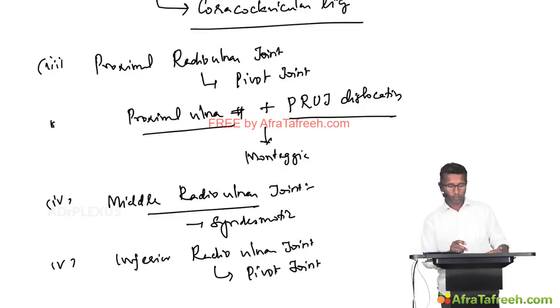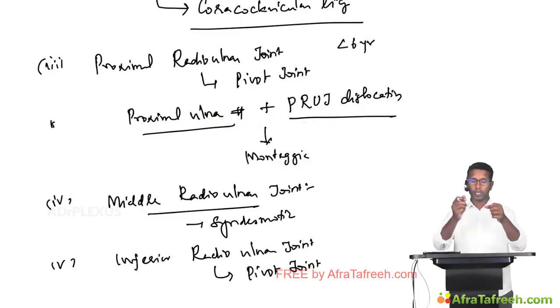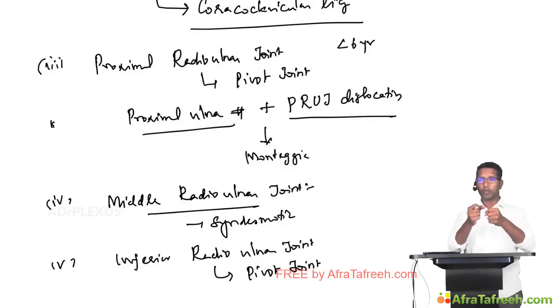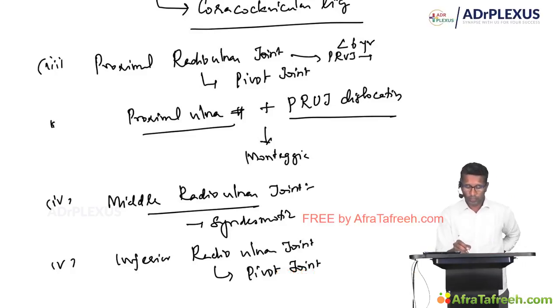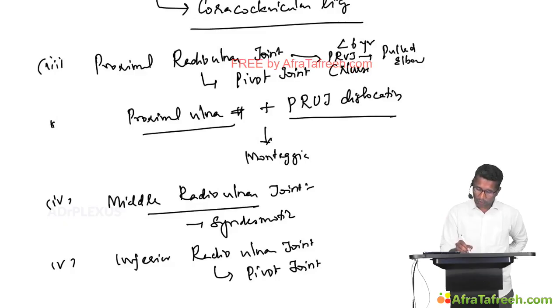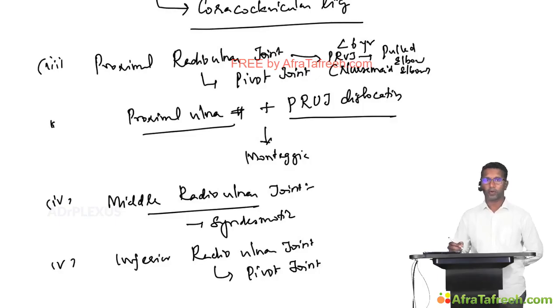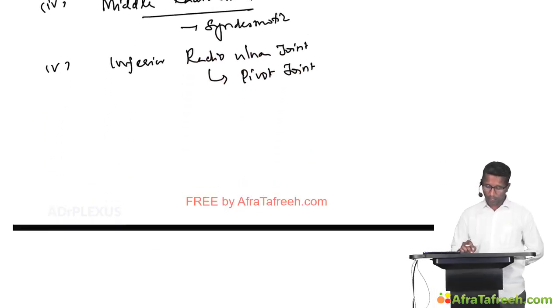Okay, so sometimes what happens is in the younger age, less than 6 years of age, if you pull the child holding the forearm, this proximal radioulnar joint can dislocate. So proximal radioulnar joint dislocation in a younger child is called pulled elbow. It is also called nursemaid elbow. Fine. So this is about the radioulnar joint.